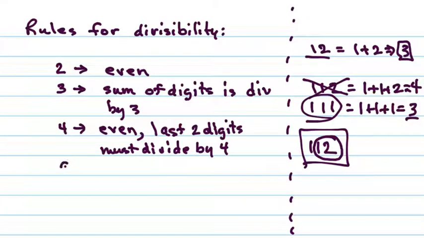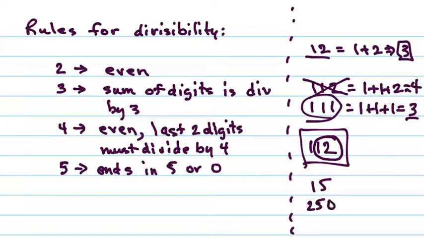Okay. 5 is an easy one. We use this one all the time. If it ends in 5 or 0, then it's divisible by 5, right? So 15 is divisible by 5. 250 is divisible by 5. Again, it doesn't do the division for you, but it does tell you.